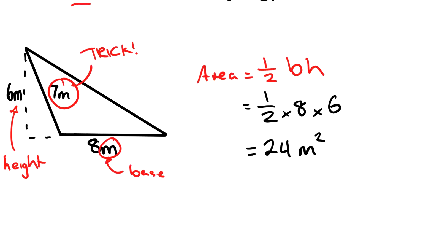So again, for triangles, the area is half the base times the height. Be careful which lengths and sides you're using. Make sure you're using the correct ones for height and the correct ones for base.